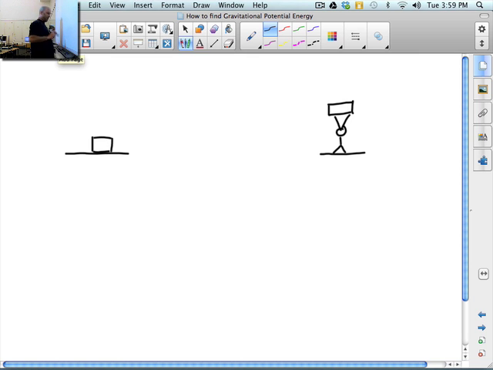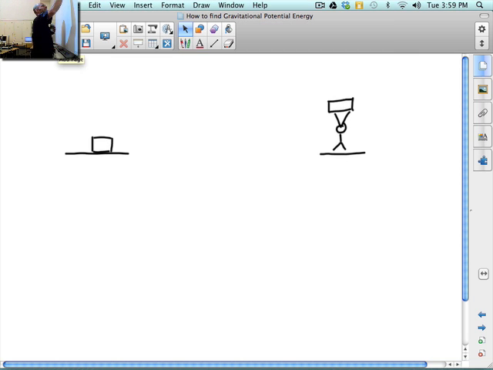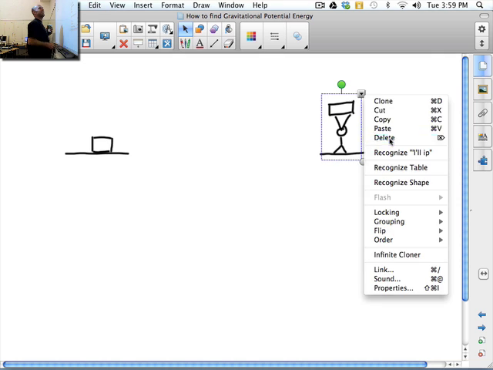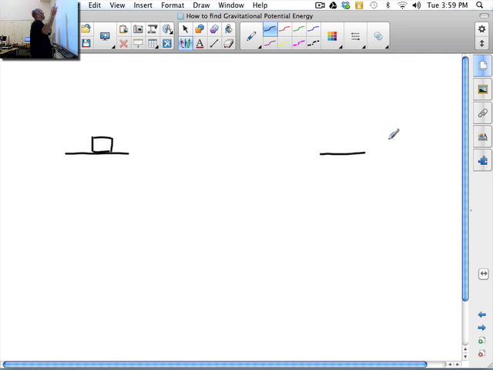Whoops. He's got antlers. Let me try that again. So, maybe I'll start by doing this part first. There we go. So, there's our strong man who lifted the block some height, some change in height. All right, change in h, meaning change in height.